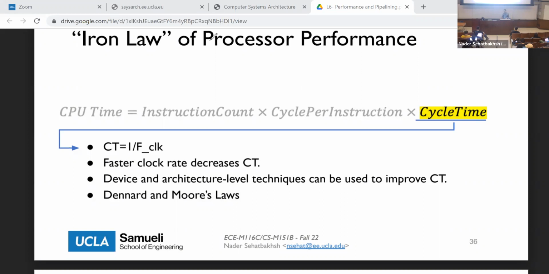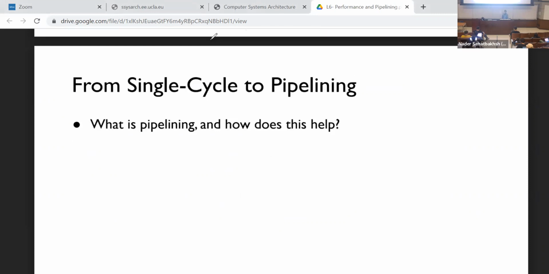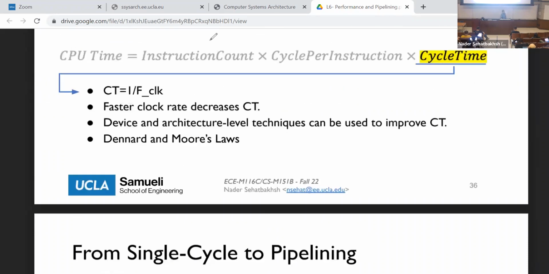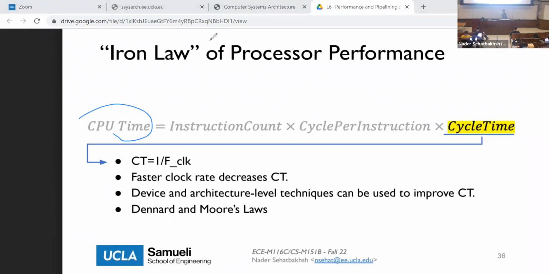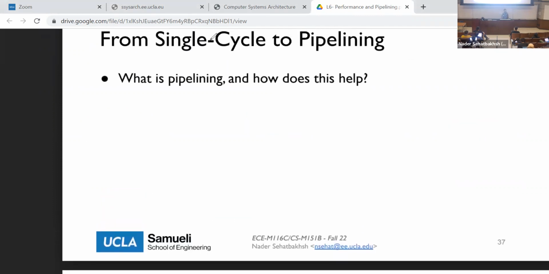So now that we understand this, we know what the measure of goodness is. Now let's actually move on from single cycle to more advanced systems. Specifically, what we're going to discuss in this lecture is what's called a pipelined processor or a pipelining design, and see, knowing that the goal is basically reducing this CPU time, how we are actually getting this done. What happens to instruction count, cycles per instruction, and cycle time, and how we eventually manage to reduce the CPU time. Any questions so far?